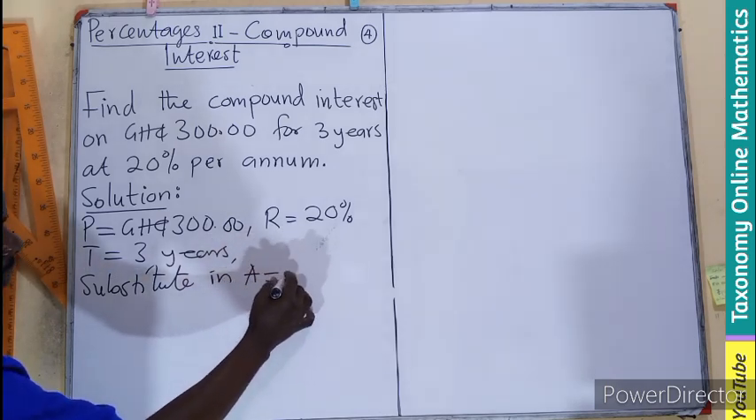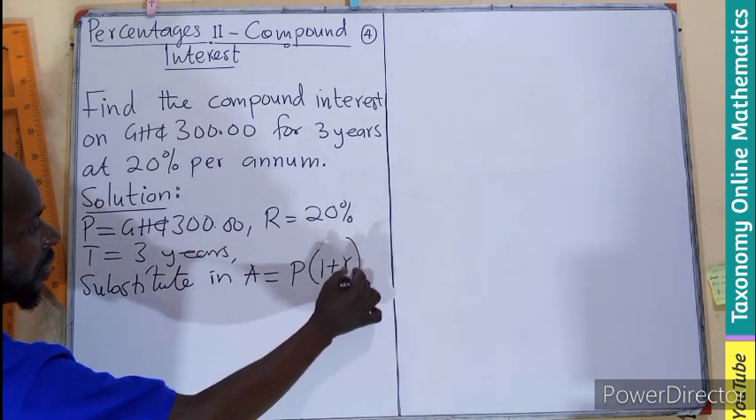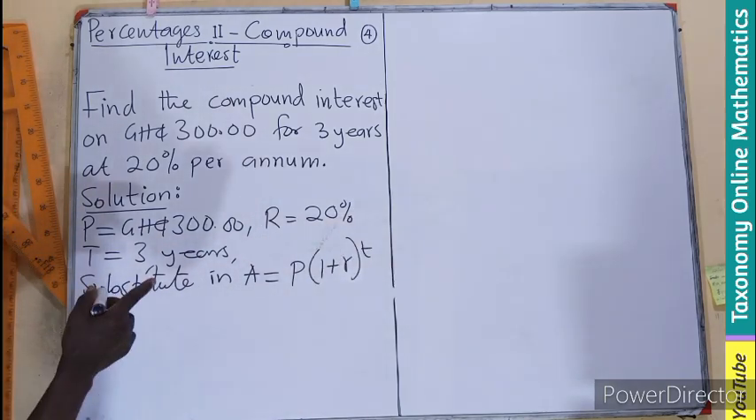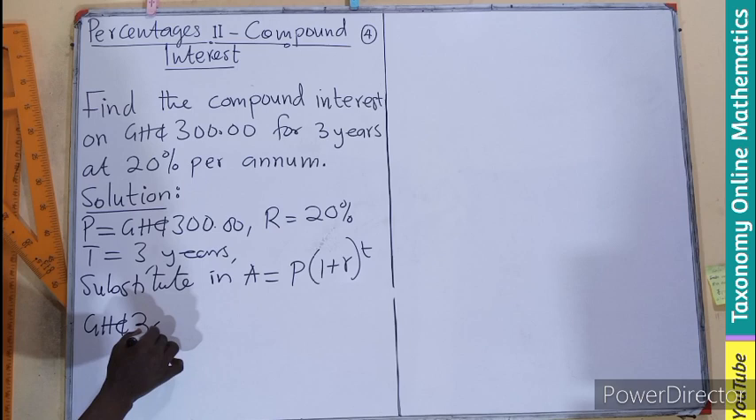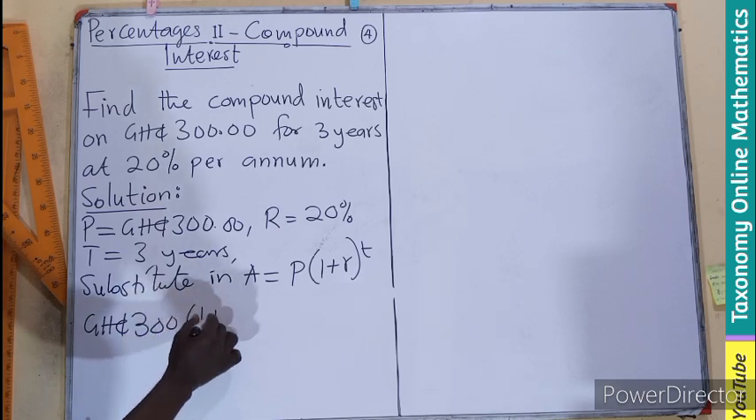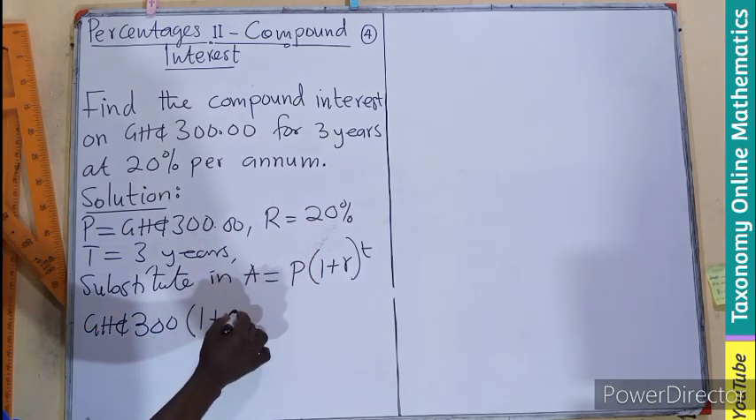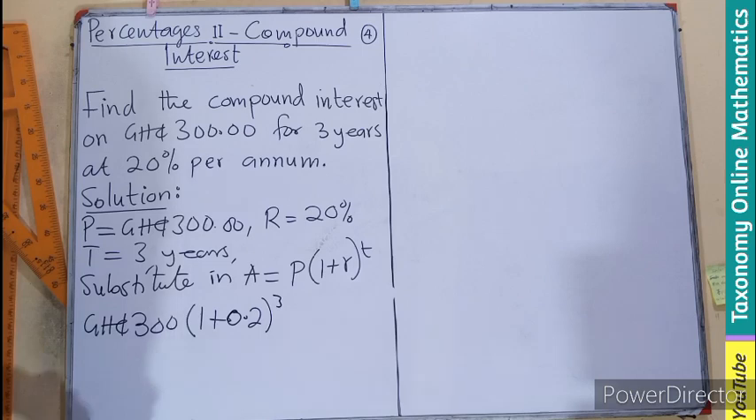in the formula: amount equals principal times 1 plus the rate times what? Time. You can check the first 2 episodes for how the formula came about. So what do we have? 300 multiplying 1 plus rate 20%. That would be 20 over 100. So that would be 0.2, right? The time is 3 years.